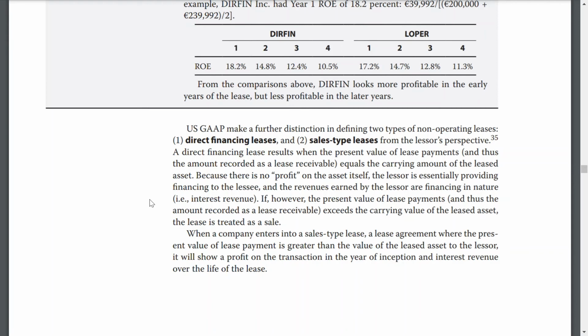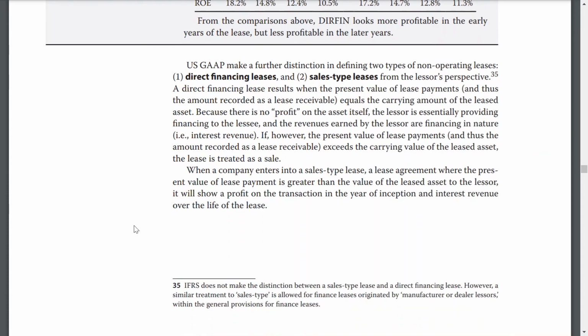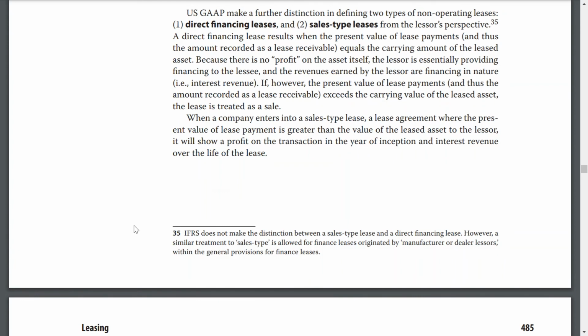If, however, the present value of lease payments exceeds the carrying value of the leased asset, the lease is treated as a sale. When a company enters into a sales-type lease, a lease agreement where the present value of lease payments is greater than the value of the leased asset to the lessor, it will show a profit on the transaction in the year of inception and interest revenue over the life of the lease.